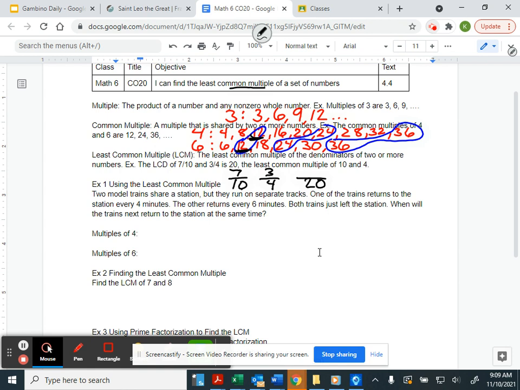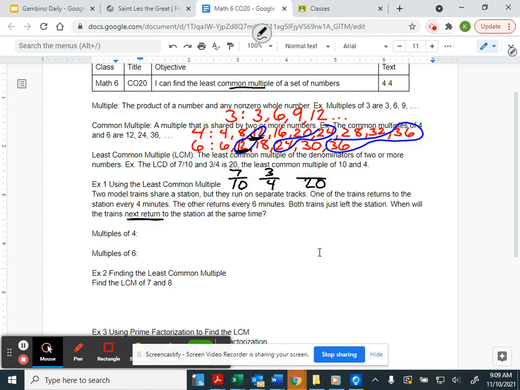Nick? Do you have to write down every single multiple that they have? Well, that would go on for infinity. Okay. If we want to know the next time they're going to return, it tells us we want the least common multiple. So that first common multiple that they share.